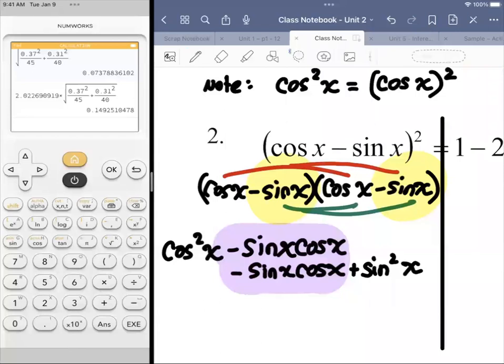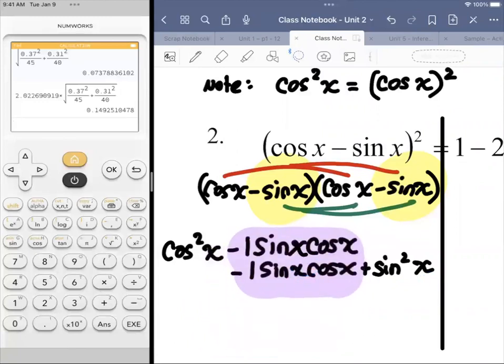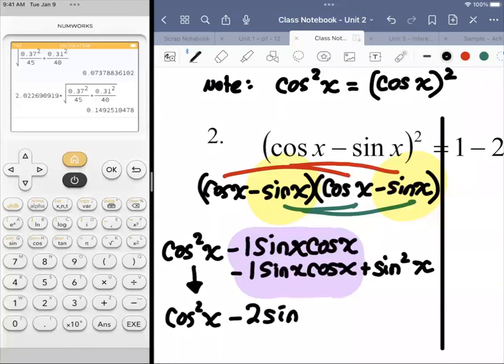It's still algebra. Can't lose sight of that. I'm actually going to move this real quick. I'm going to tuck in a coefficient here. This is an assumed negative 1, negative 1. So when I combine these like terms, I'm going to bring the cosine squared down. But now it's just a matter of keeping the variable and combining the coefficients. Negative 2 sine x cosine x.